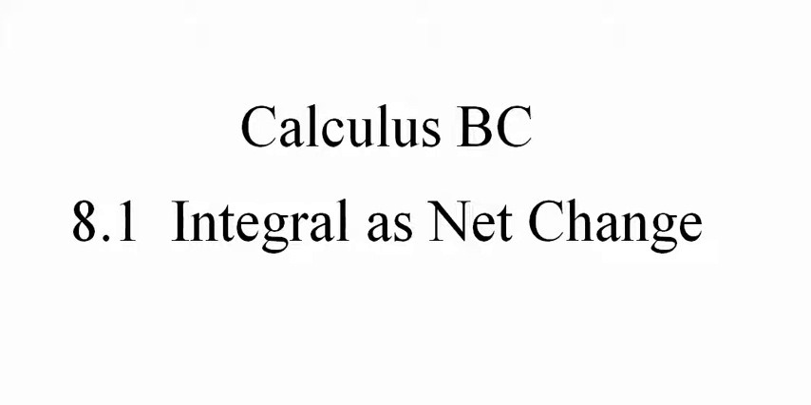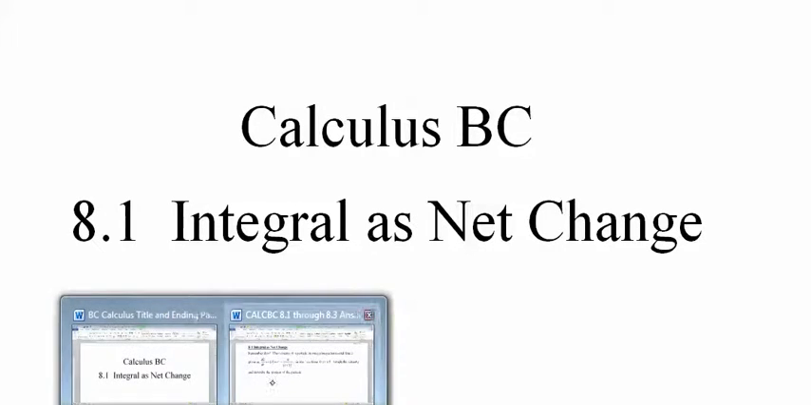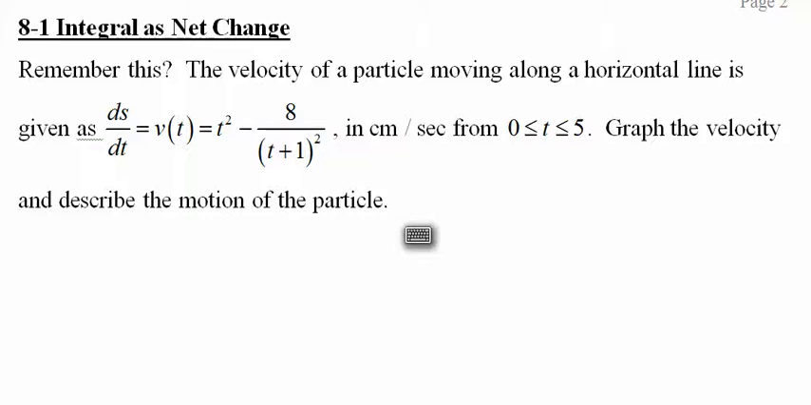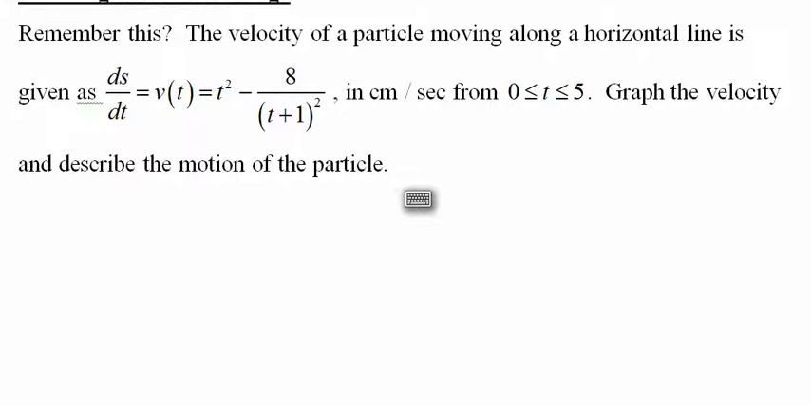BC Calculus, Lesson 8.1, Integral as Net Change. So you've done all this before. The velocity of a particle moving along a horizontal line is given as ds/dt equals the velocity, which is (t squared minus 8) over (t plus 1) squared.